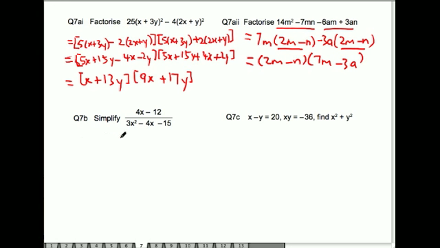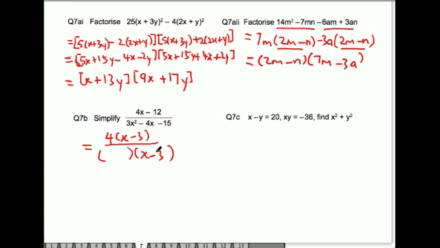In 7b, we have to simplify an algebraic fraction. To simplify, we need first to factorize it. And we factorize the denominator as well. We note that if the numerator has an x minus 3, then the denominator should also have a common factor which we can cancel away.